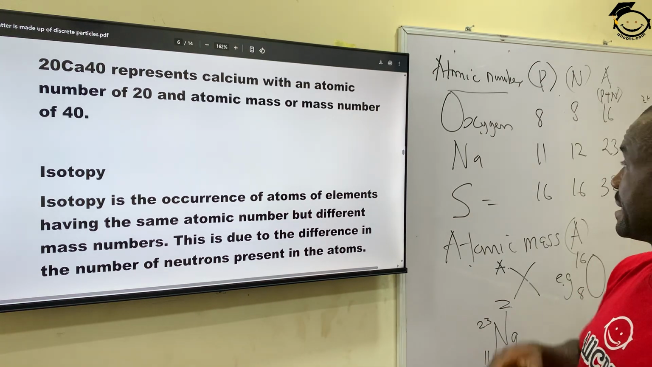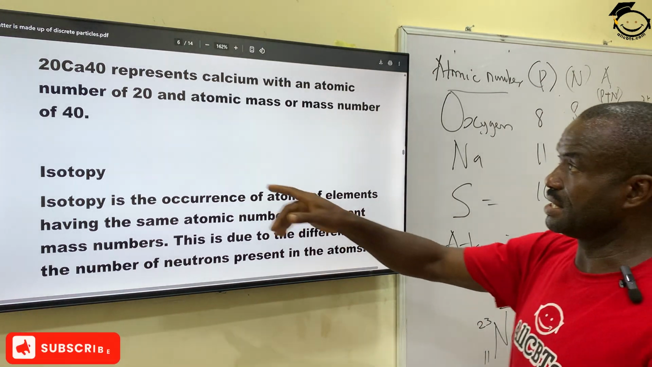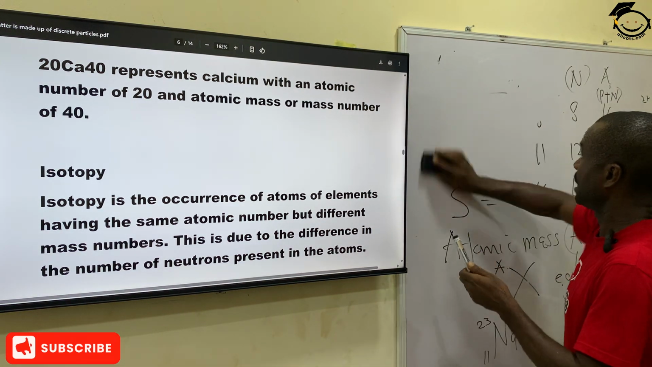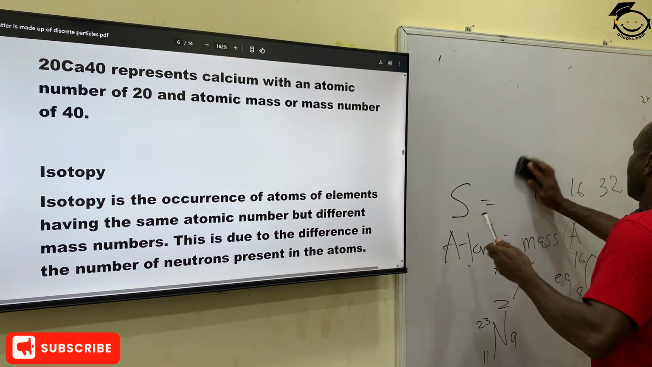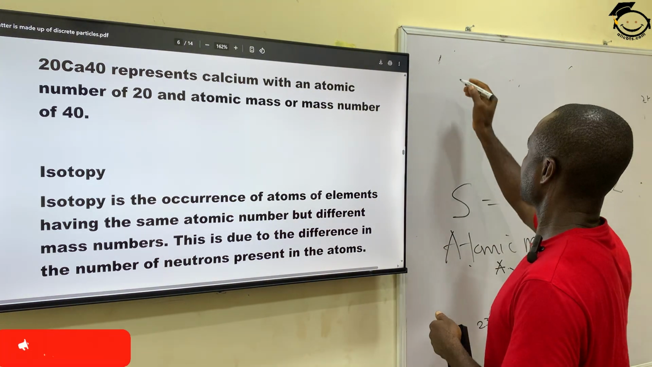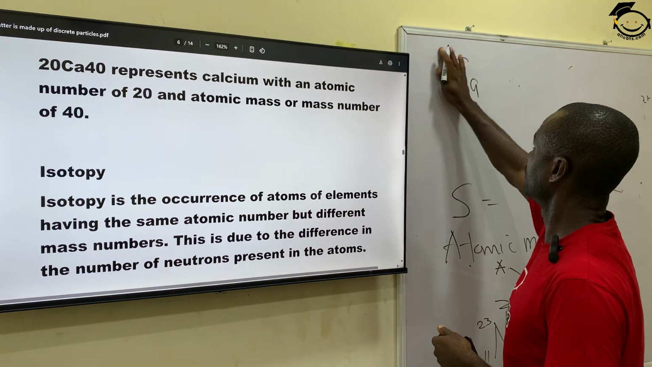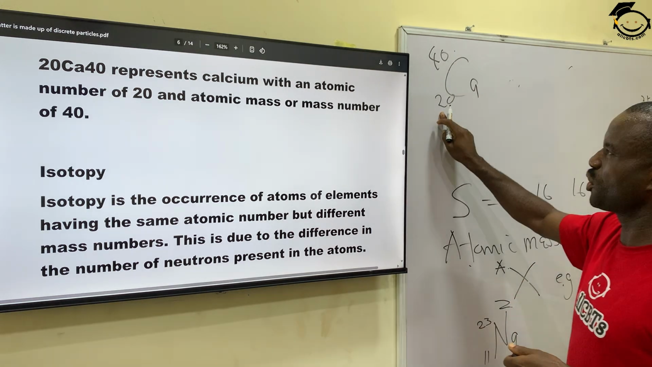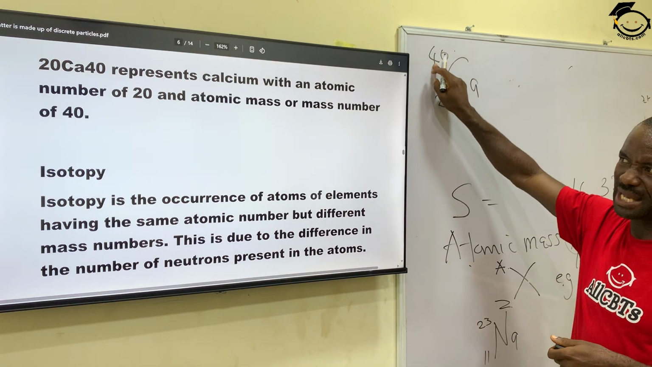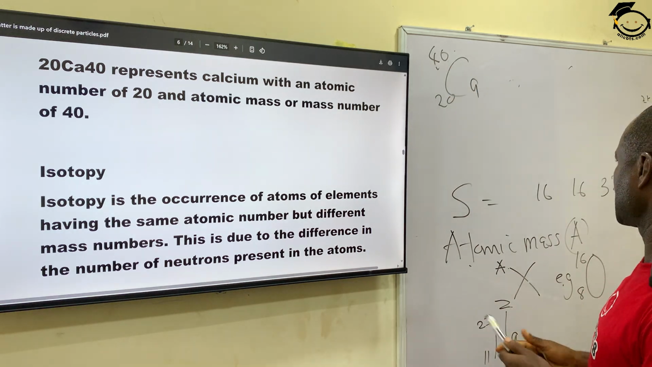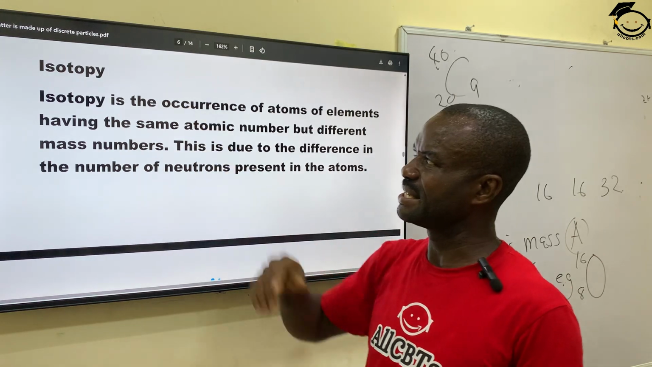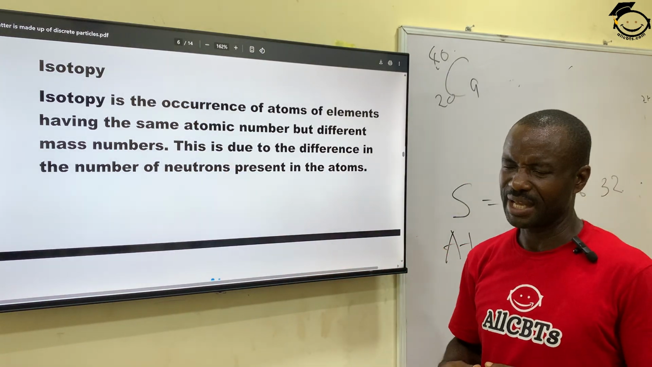Okay, just like they said here, 40, 20. The other example they are giving to us is calcium. This is calcium as a symbol. Then we have 40, 20, meaning the atomic number is 20, while atomic mass is what? 40. Let's move on. Another subtopic we are looking at today is isotopy.